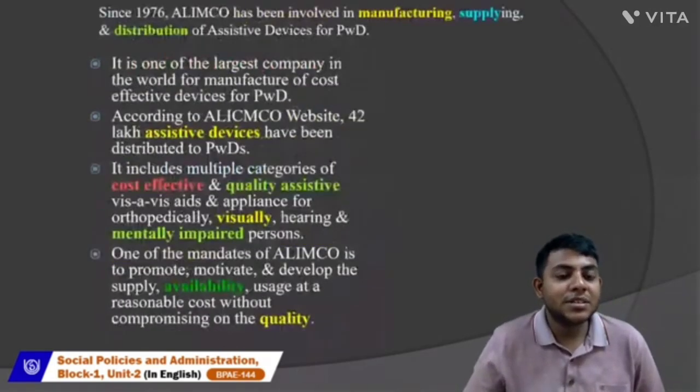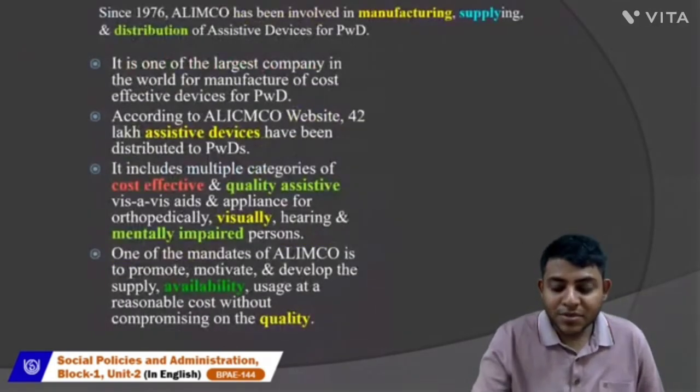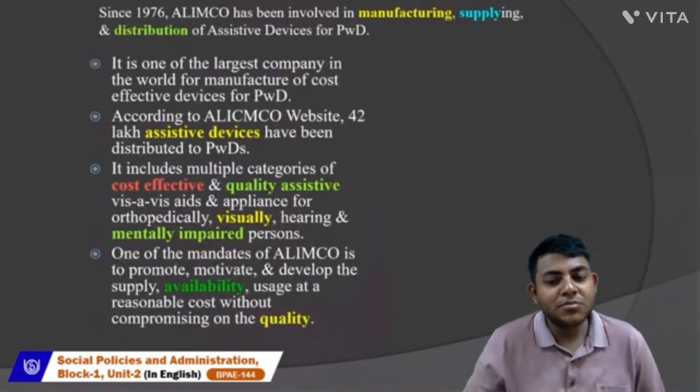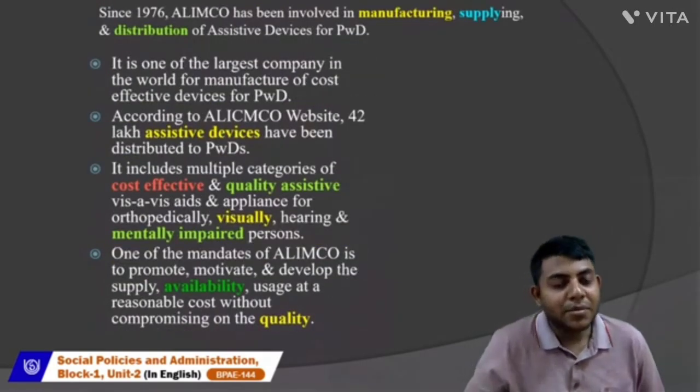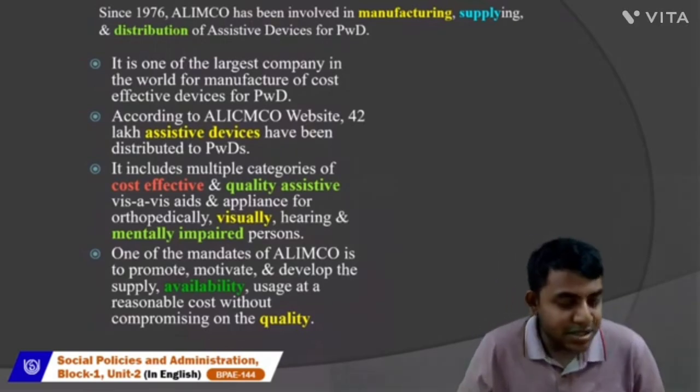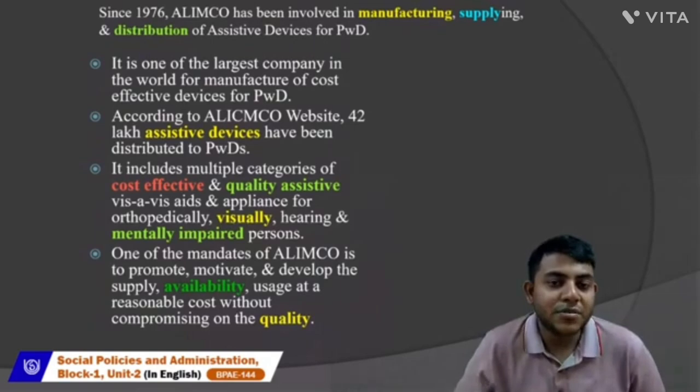So since 1976, the Artificial Limbs Manufacturing Corporation of India, or ALIMCO, has been involved in manufacturing, supplying and distribution of assistive devices for persons with disabilities. And it is one of the largest companies in the world for manufacture of cost-effective devices for persons with disabilities.